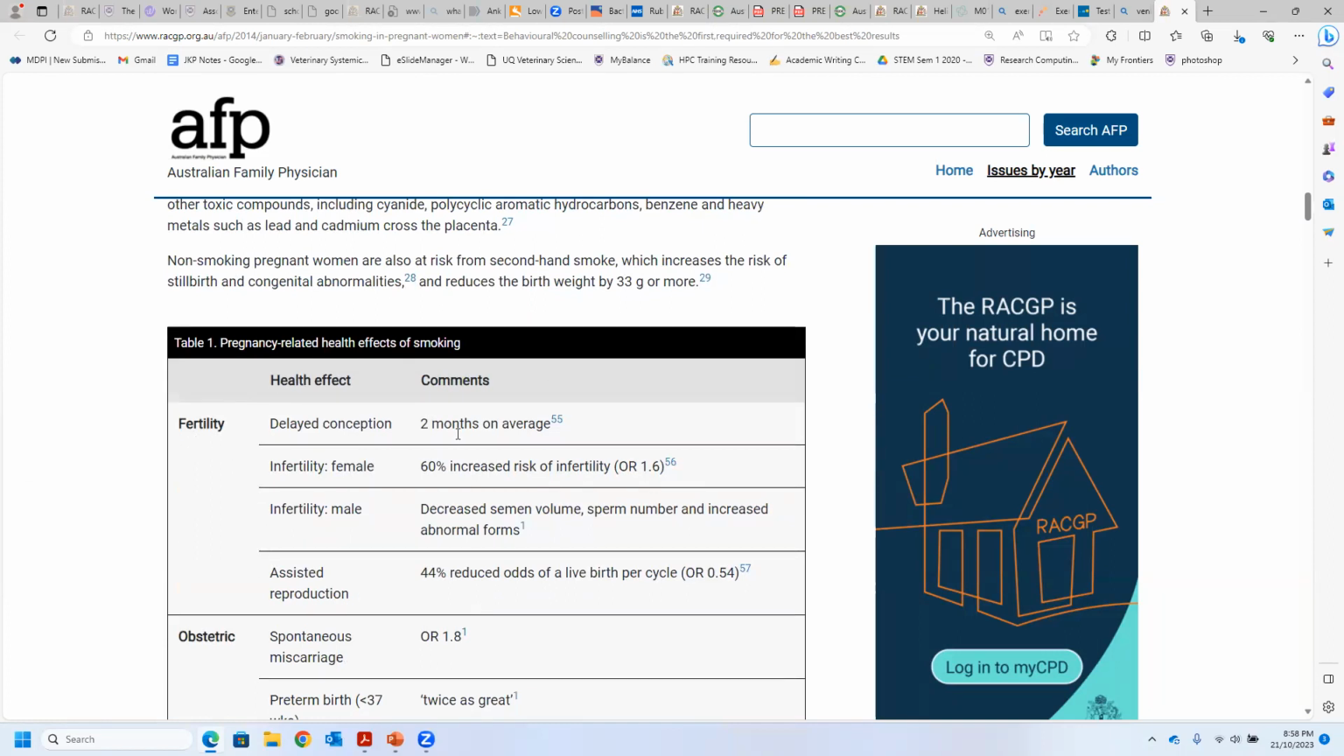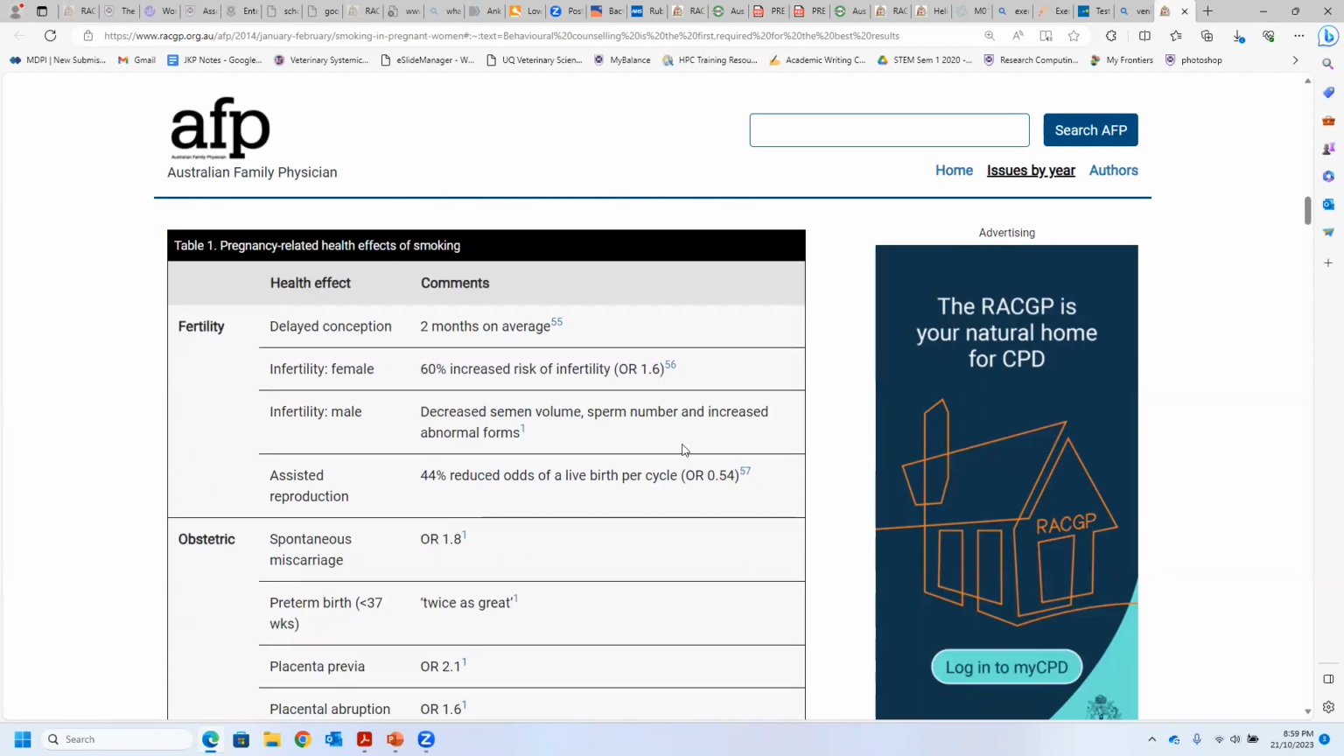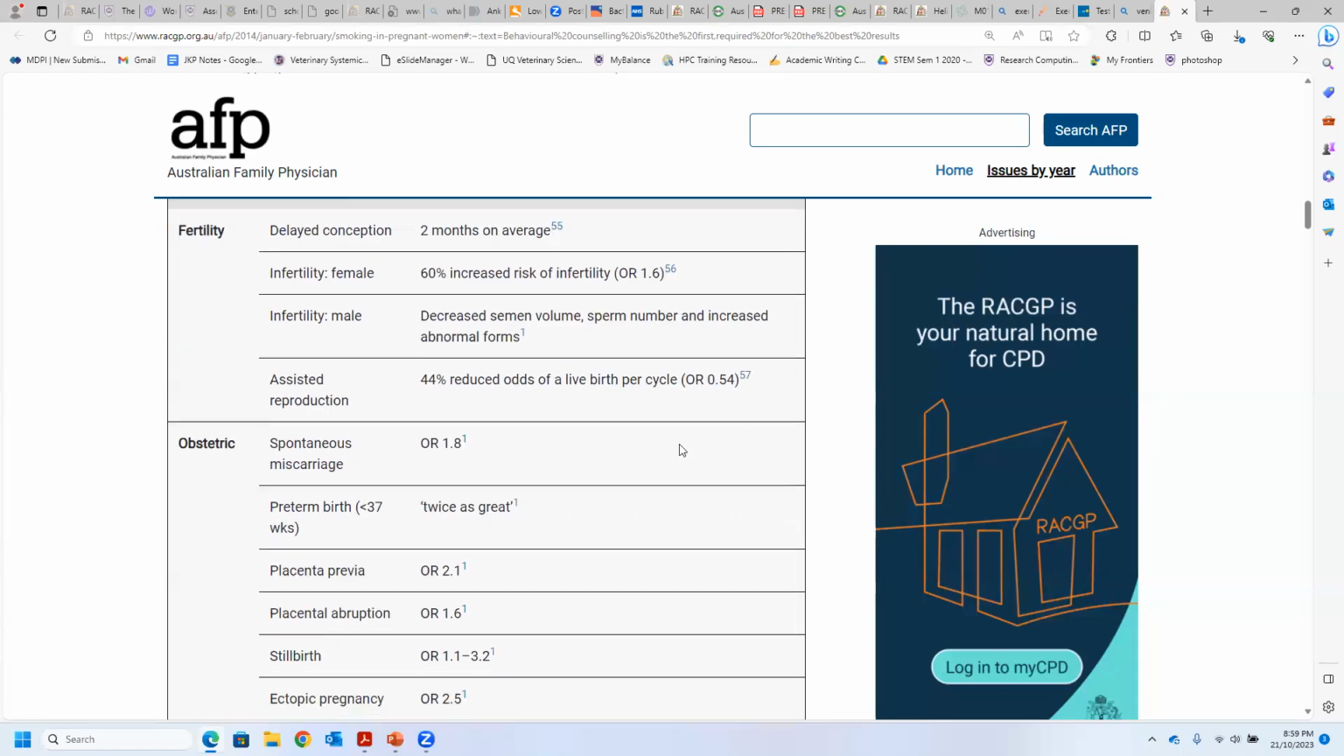So what effects does smoking have on pregnancy and before the pregnancy as well? For fertility, it can cause delayed conception. It can cause infertility in both of them.